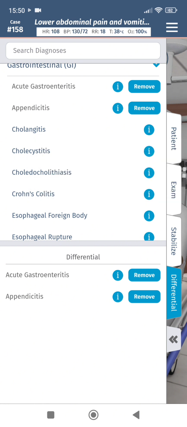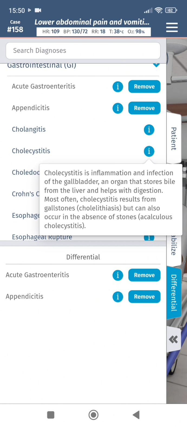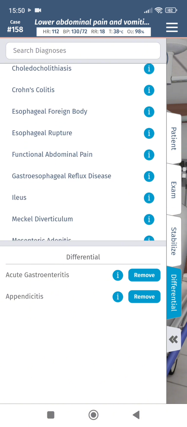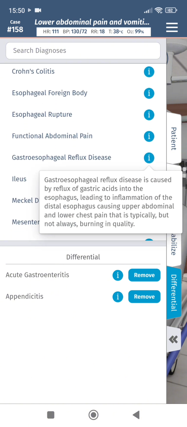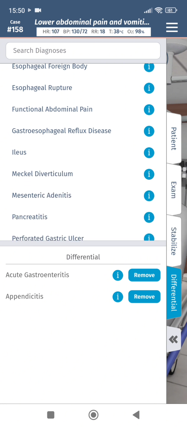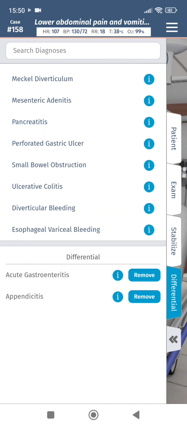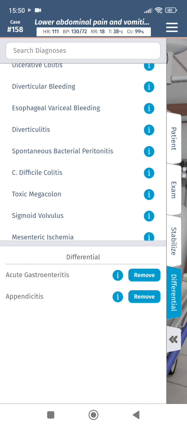Okay, I don't think this is cholangitis, because in cholangitis we have upper abdominal pain. In gastroesophageal reflux disease, the patient usually has upper abdominal pain and lower chest pain. So up till now, based on history, I have two differential diagnoses: acute gastroenteritis and appendicitis.